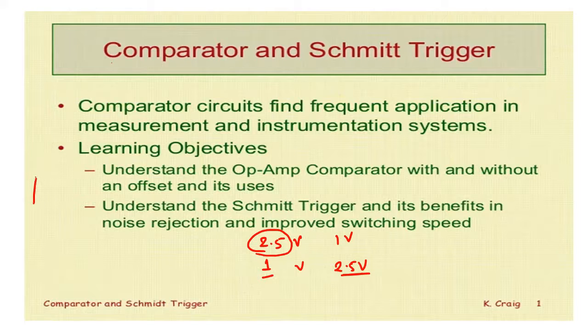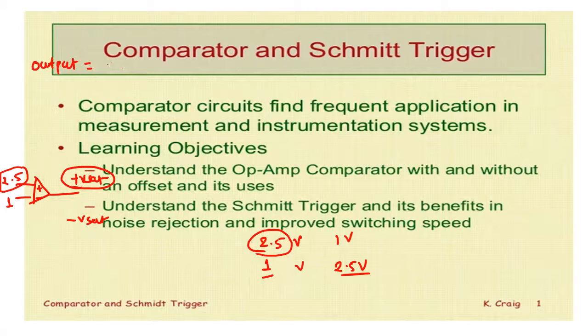If this is my operational amplifier, with inverting and non-inverting terminals, and suppose I have 2.5 volt at one terminal and 1 volt at the other, then the output switches between either plus V sat or minus V sat. The comparator will compare which is greater, inverting or non-inverting. Obviously non-inverting, because it is 2.5. So it will give the output as plus V sat, because the output is gain into input.